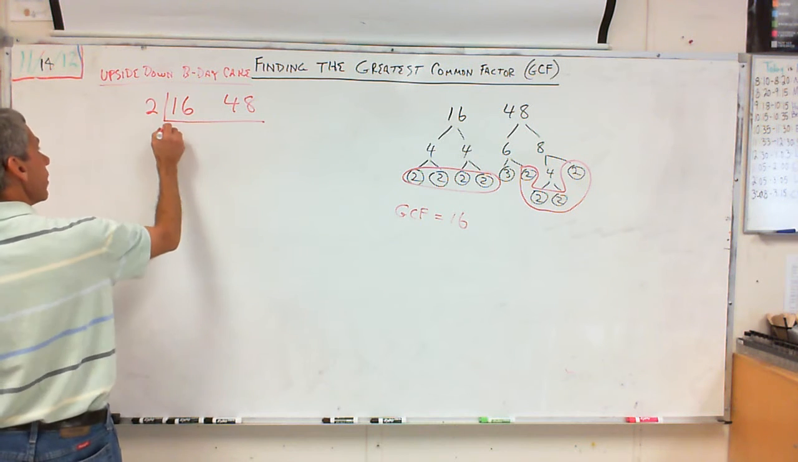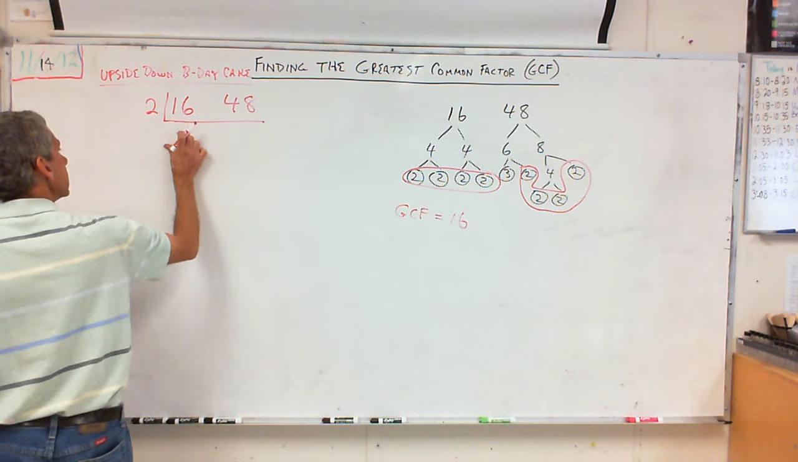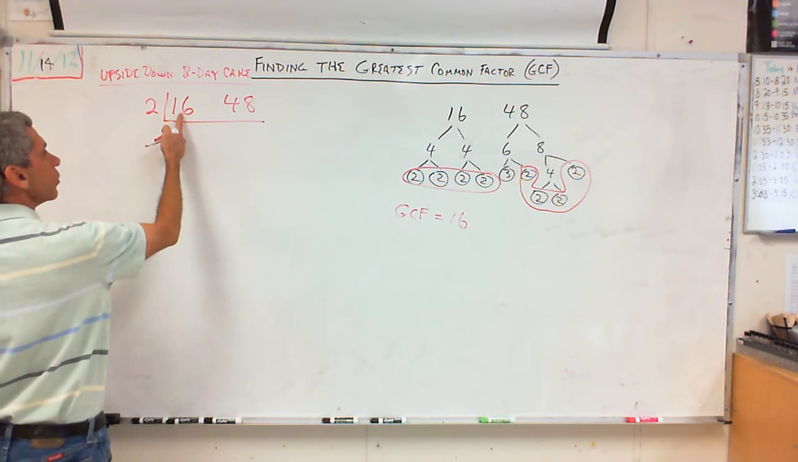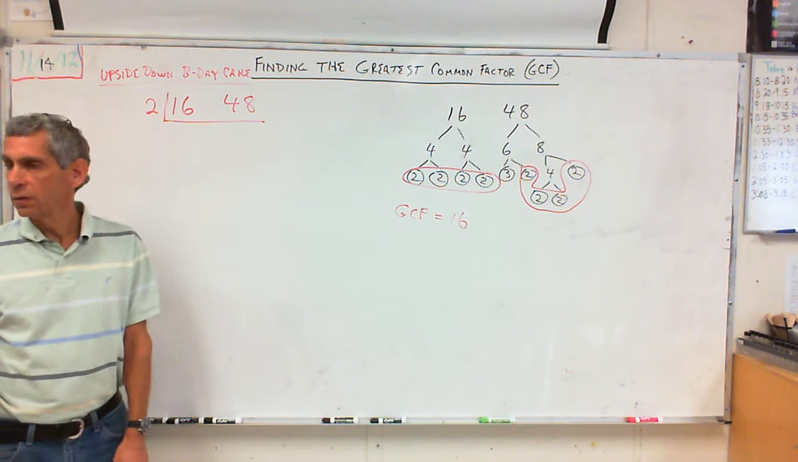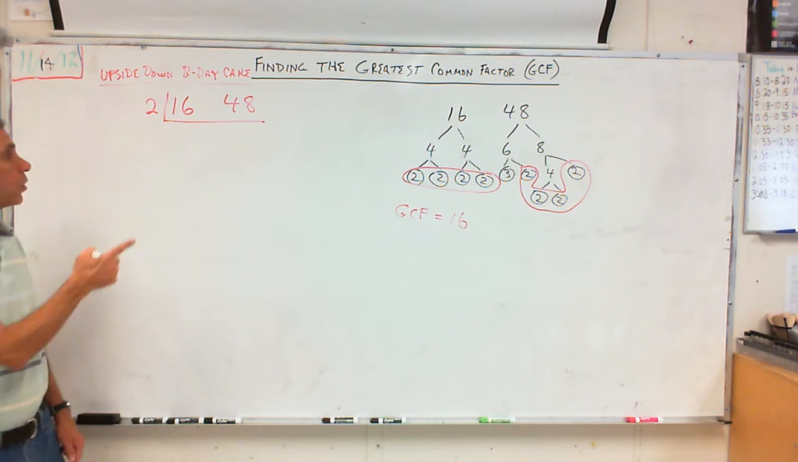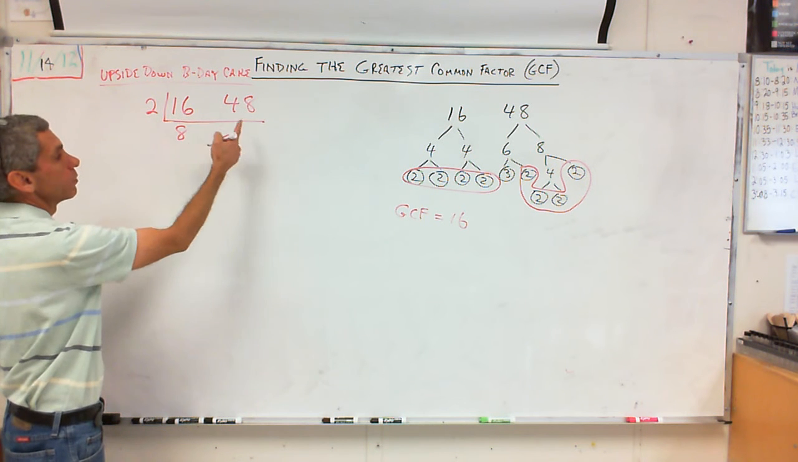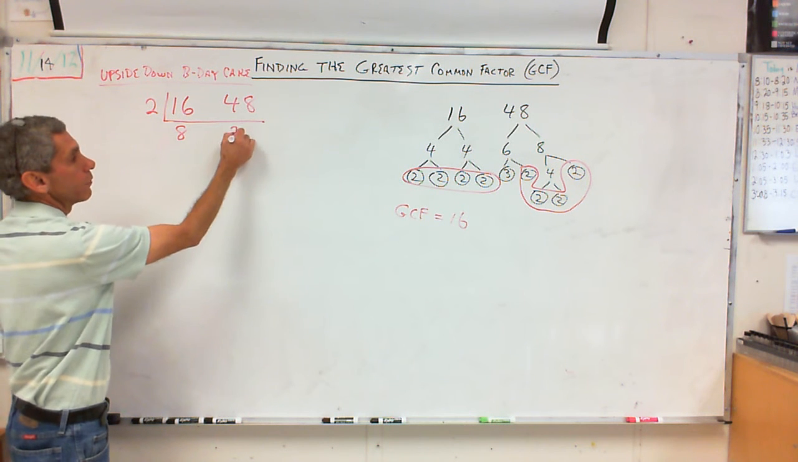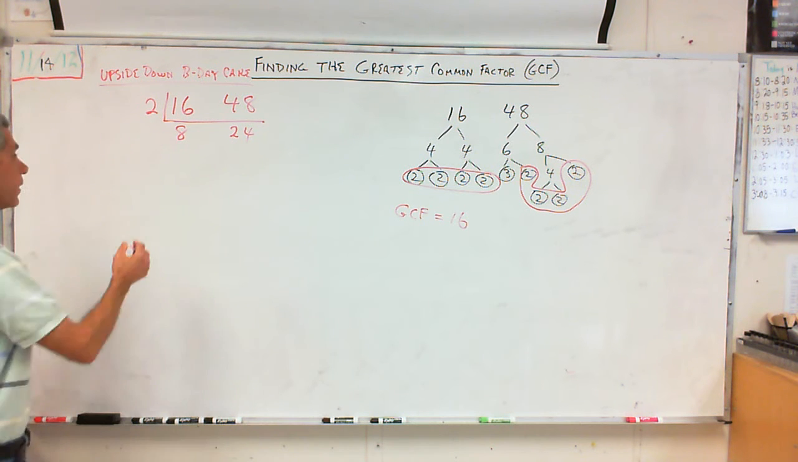So I'll do that. Now I'm going to write, okay, 2 goes into 16 how many times? A lot. Two. This is how we're dividing things. So 16 divided by 2 is 8. All right, 48 divided by 2 is 24. All right, you with me so far? It's the weird dividing thing.